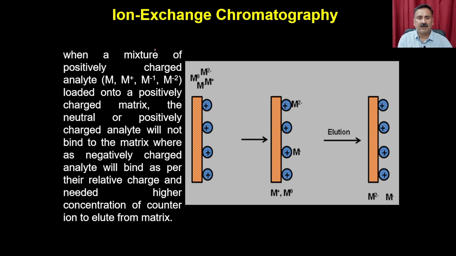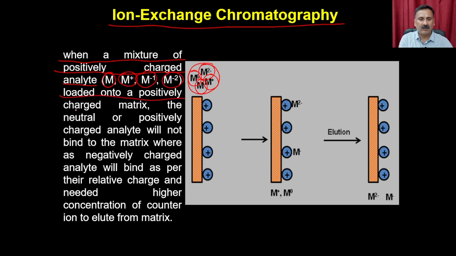So imagine that we have a complex mixture of protein molecules. You have a protein molecule which has no charge, a protein molecule which is positively charged, a protein which has one negative charge, and a protein which has two negative charges. So when a mixture of analytes such as M, M plus, M minus one, and M two minus are loaded onto a positively charged matrix, the neutral or positively charged analytes will not bind the matrix, whereas the negatively charged analytes will bind as per their relative charge, and need a higher concentration of counter ions to elute from the matrix.